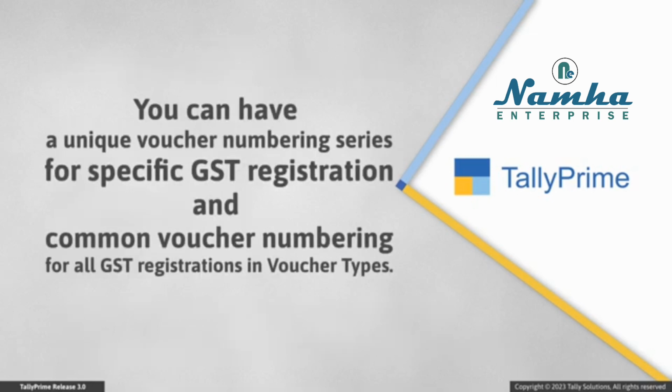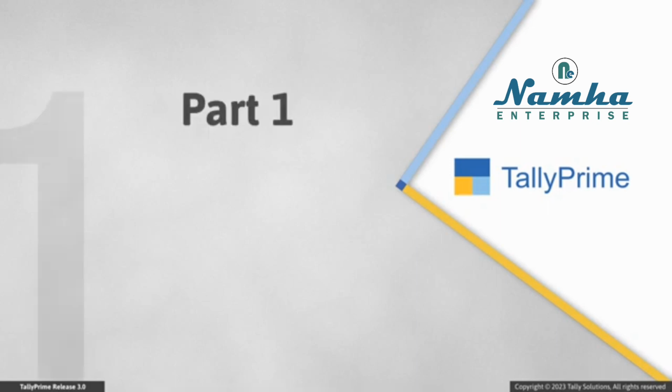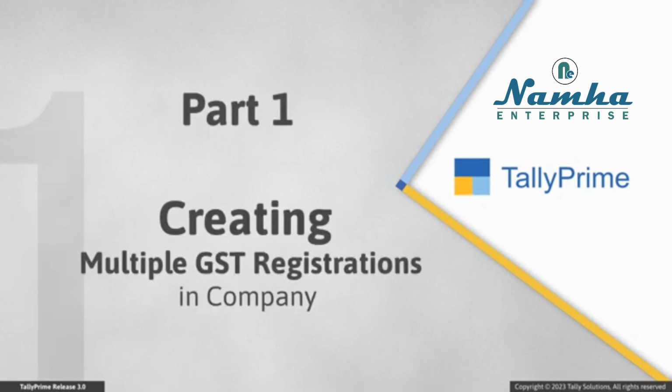registrations. This video also helps you understand the concepts of voucher numbering series and common voucher numbering for all GST registrations in voucher types. If your business has branches at different locations with separate GST registrations, then you can create multiple GST registrations in a single company in TallyPrime Release 3.0 and later releases. This helps you to maintain a single company data in which you can record transactions and view reports for all your GST registrations. First, let us see how to add multiple GST registrations to your company.